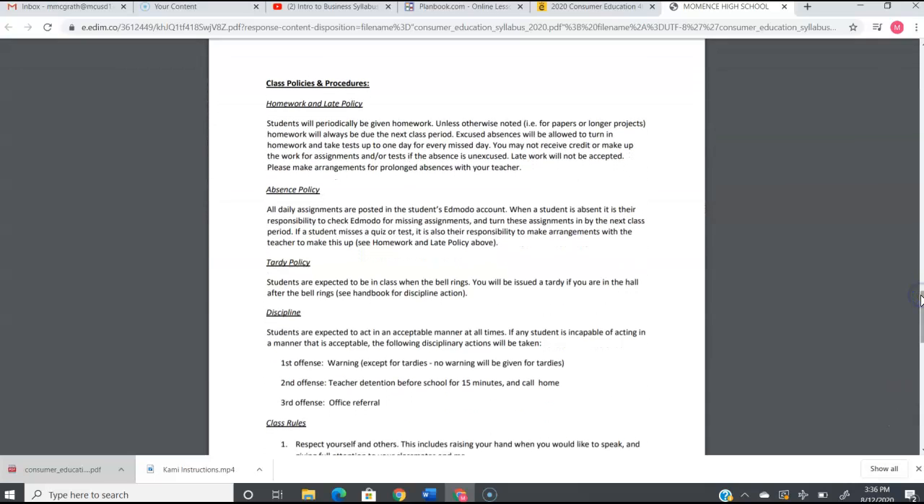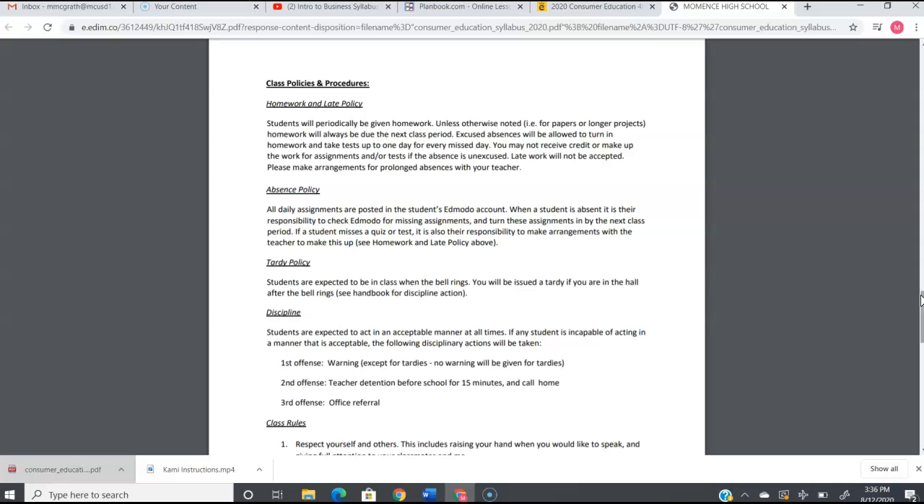Okay, let's go over our classroom policies and procedures. Homework and late policy. You're gonna be given homework periodically, probably at least a couple days a week. Unless noted, for longer projects, your homework is always going to be due the next class period. Excused absences will be allowed to turn in homework and take tests up to 1 day for every day you've missed, and that's a school policy.